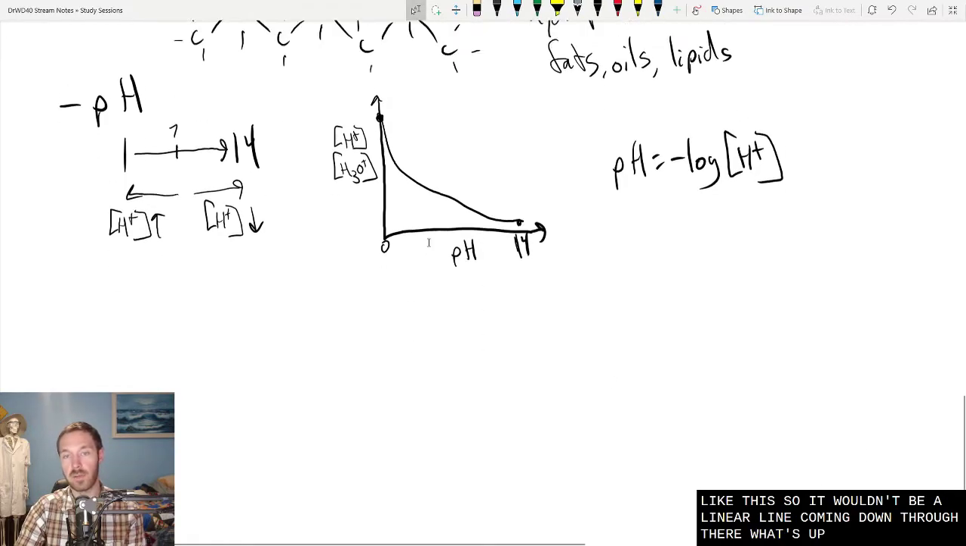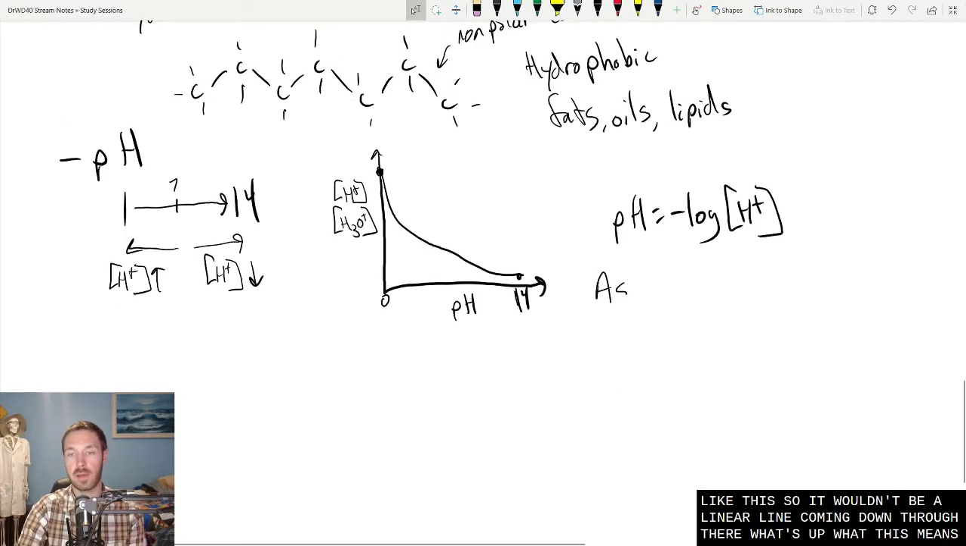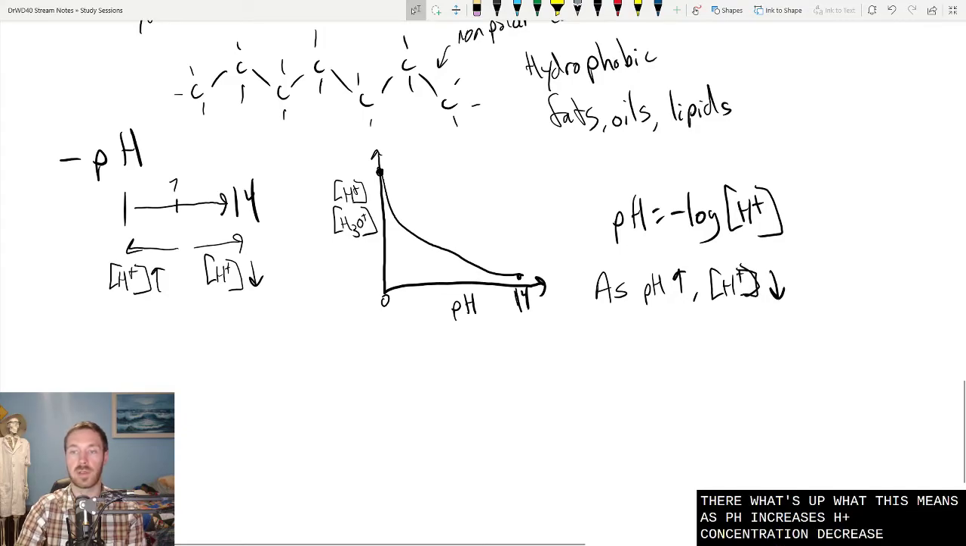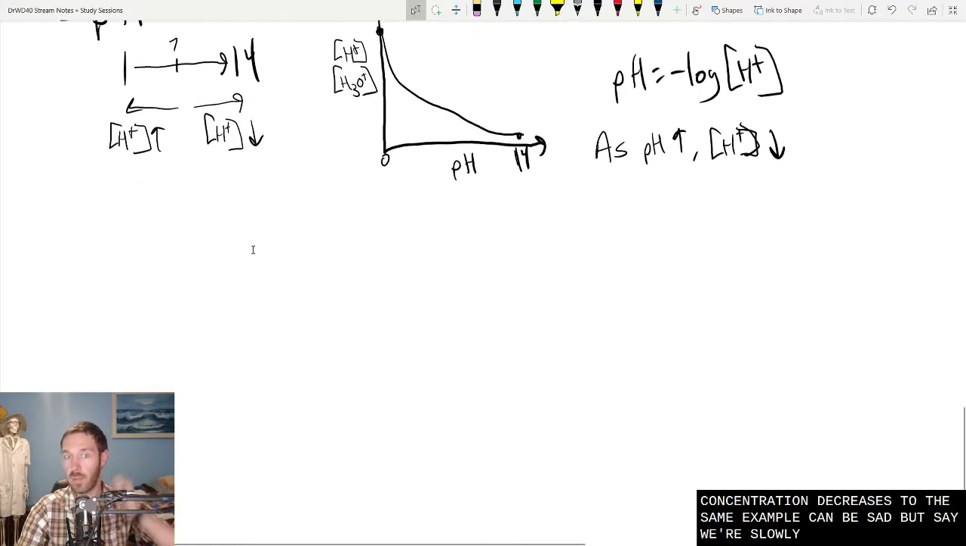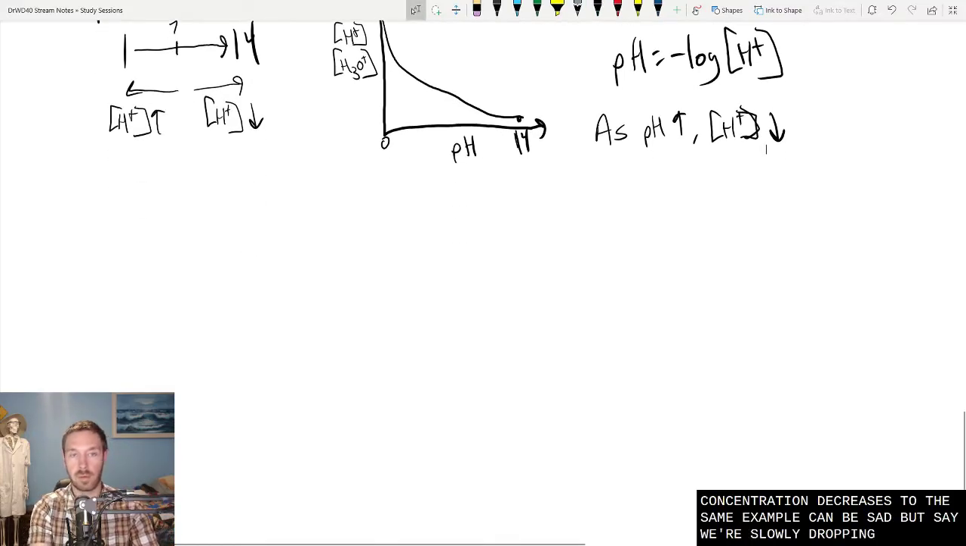So what this means, as pH increases, H plus concentration decreases. So the same example can be said, let's say we're slowly dropping. So when we have ocean acidification, we have CO2 entering the water supply. When CO2 enters the water supply, it releases H plus ions.